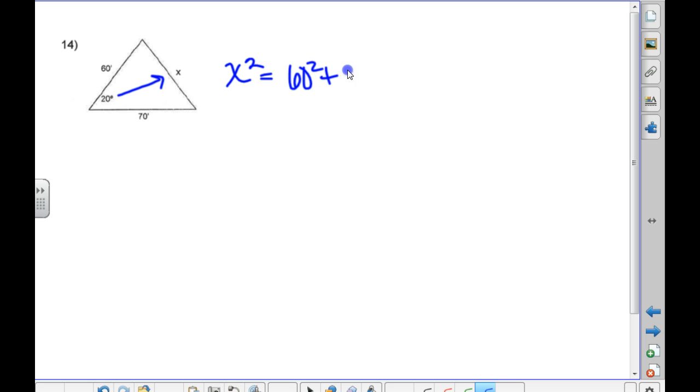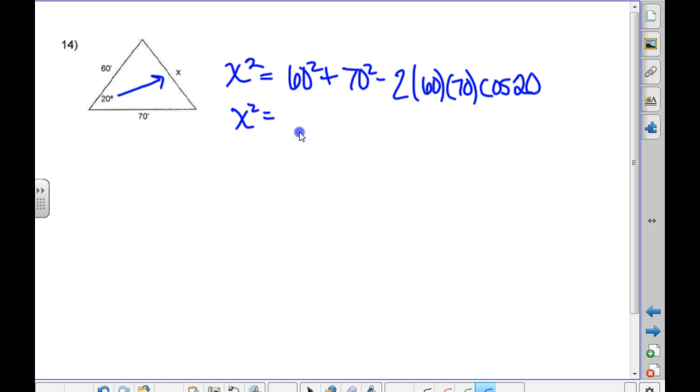60 squared plus 70 squared minus, times the cosine of 20. All of that multiplied together. And you get some big number that you have to remember to do what to? I think it's feet when we're done. Isn't that? I can't see, it's so tiny. I got 24.6. Anybody else there? Yeah.